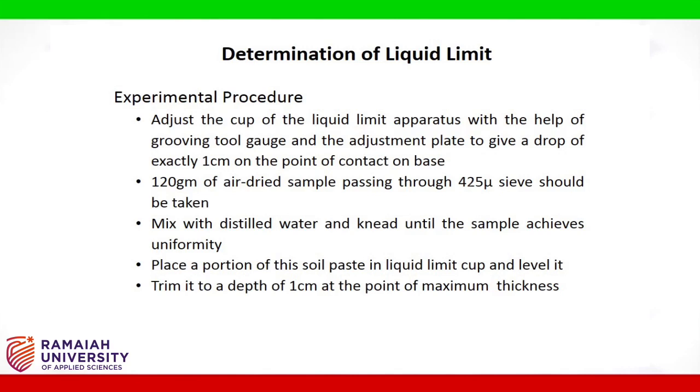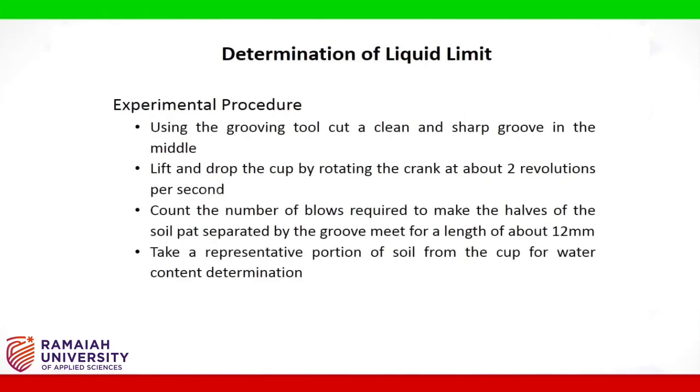Place a portion of this soil paste in liquid limit cup and level it. Trim it to a depth of 1 cm at the point of maximum thickness. Using the grooving tool, cut a clean and sharp groove in the middle. Lift and drop the cup by rotating the crank at about 2 revolutions per second. Count the number of blows required to make the halves of the soil pad separated by the groove meet for a length of about 12 mm.